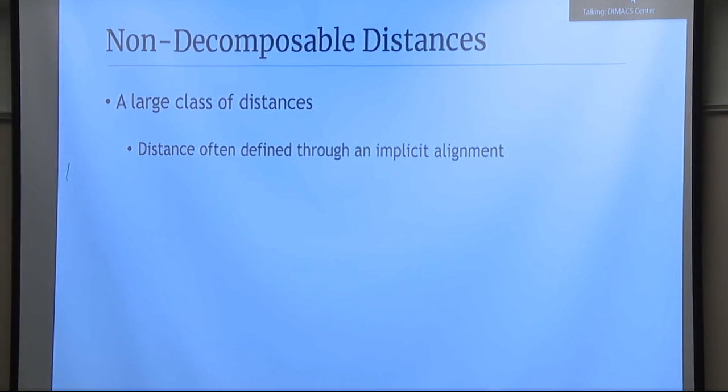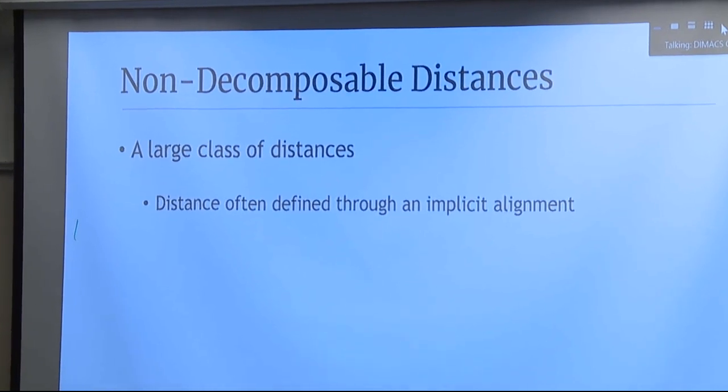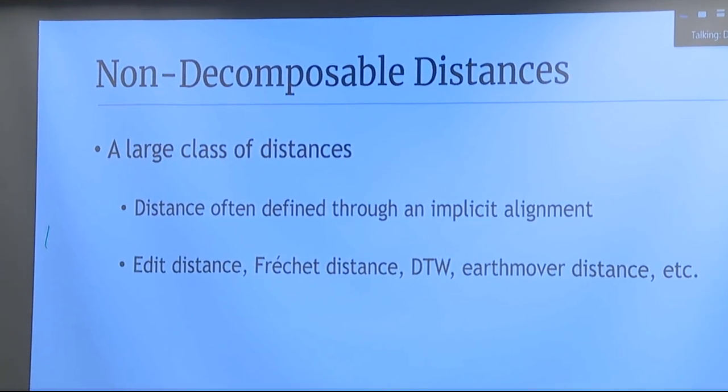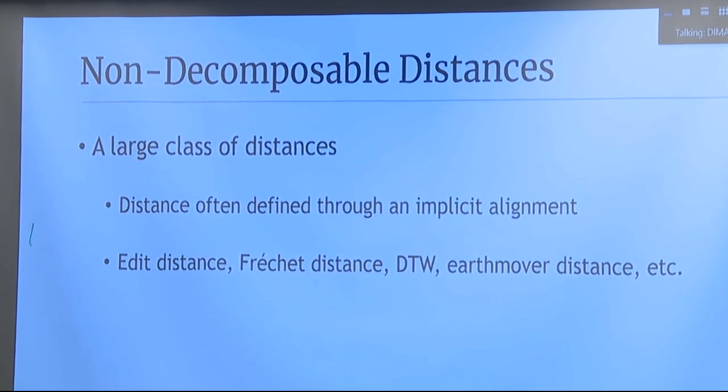Many of these distances are often defined through an implicit alignment. For example, edit distance, as we just heard about, Frechet, which you heard about earlier, dynamic time warping, earth mover distance, etc. You could ask this recovering a secret problem for all of these distance measures. And we know much less about this.